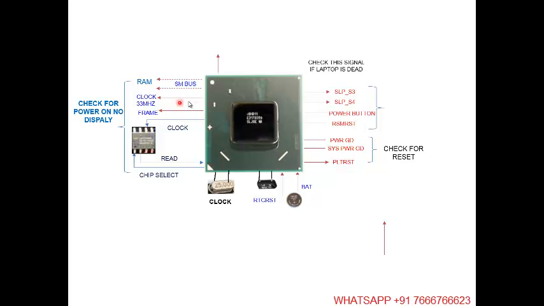Generally, this 33 megahertz clock you will find on the SIO, because this signal is going to the SIO. You can't check each and every clock of the PCH because this chip is a BGA chip. You can't check that, but you can check this clock. This clock is going to the SIO. It's called the LPC clock. That is 33 megahertz. You can check on the oscilloscope 33 megahertz there.